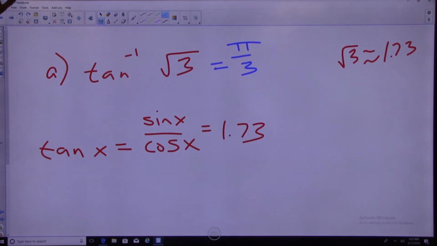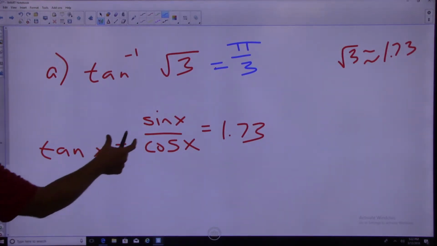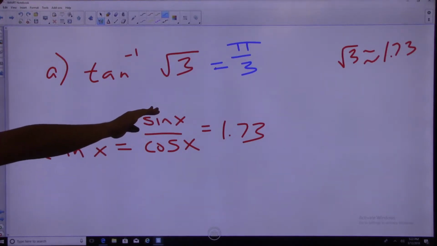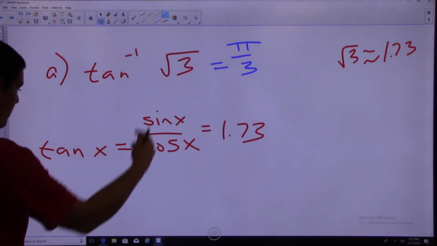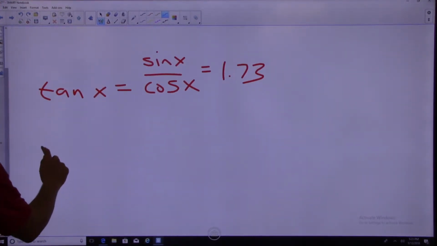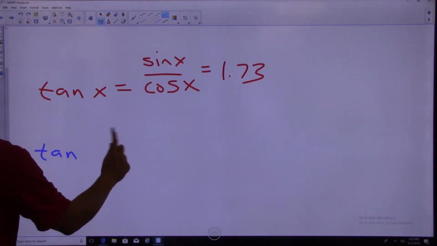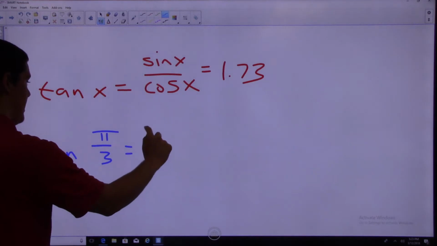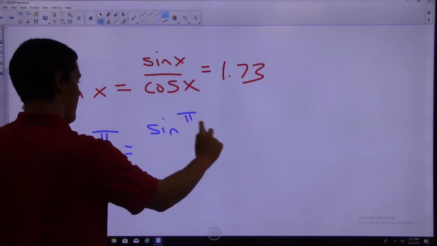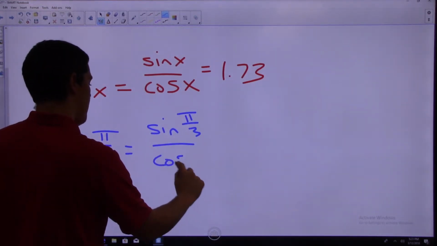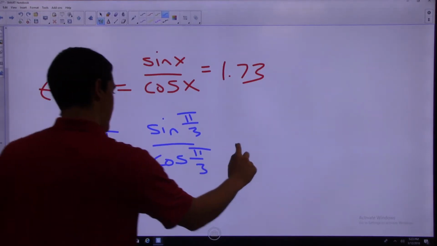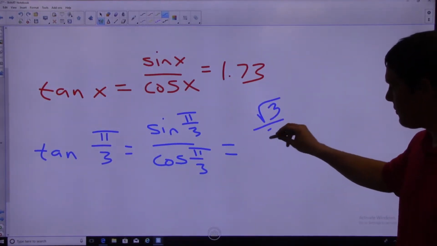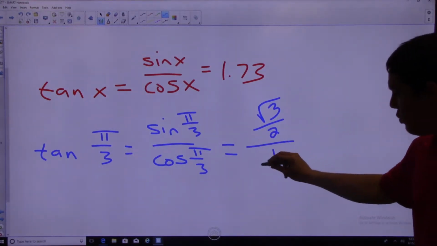So let me explain this one a little bit further. Okay? So the reason that tangent of x is equal to square root of 3 in this case, let me write this down. So guys, it's because the tangent of pi over 3 is going to equal the sine of pi over 3 over cosine of pi over 3. And we know the sine of pi over 3, we already talked about it, is the square root of 3 over 2. The cosine of pi over 3 is 1/2.